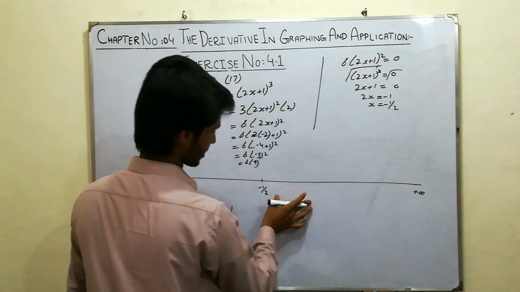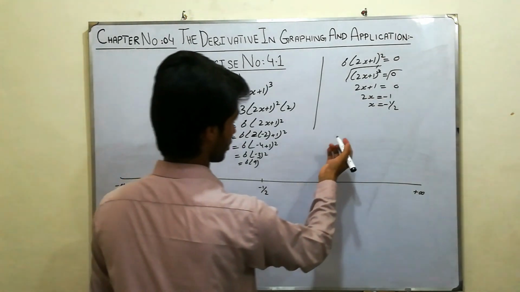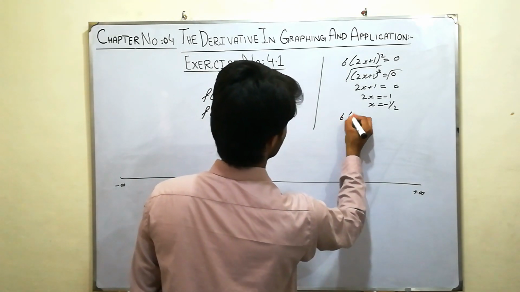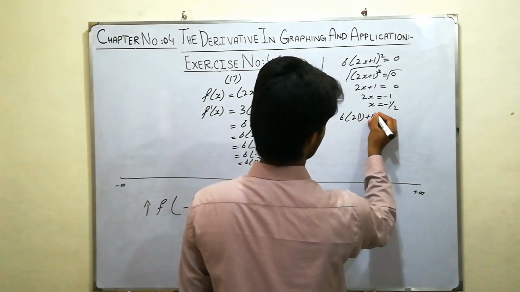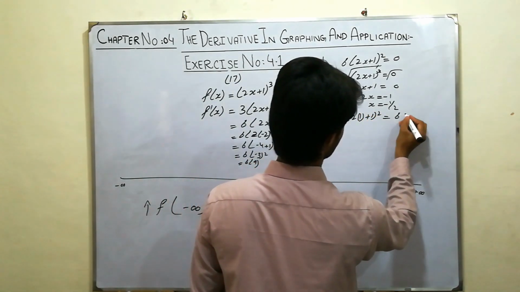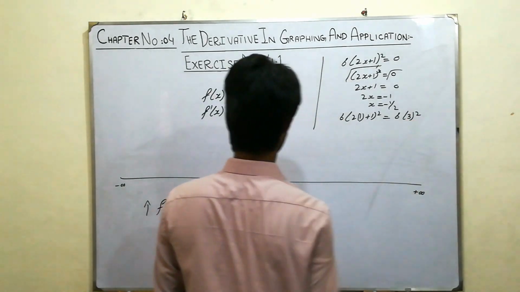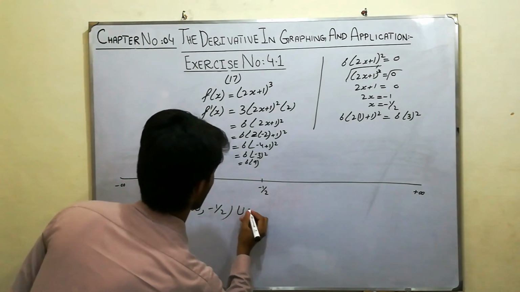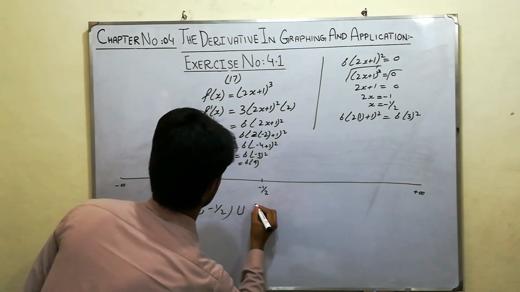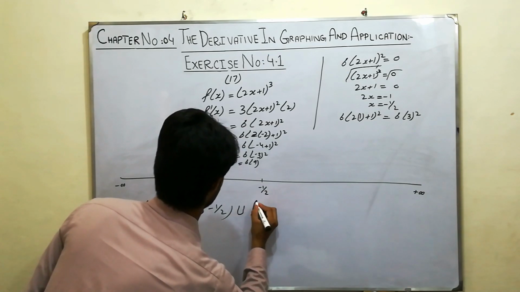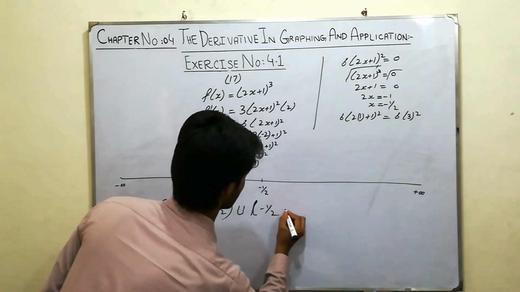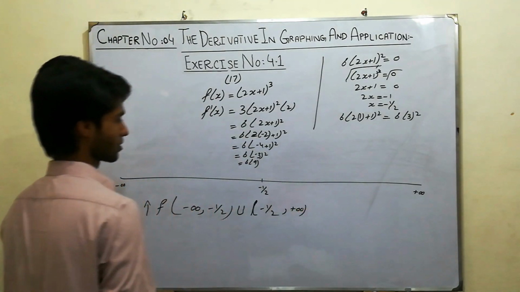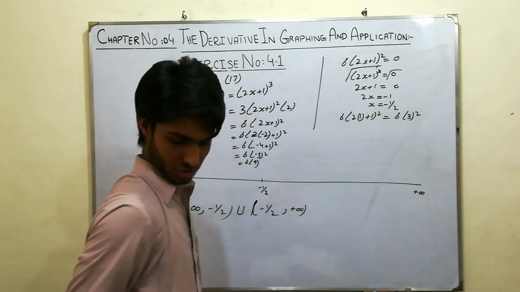If we put a value greater than minus 1 by 2, let's suppose 1, we also have a positive value. This means the function is also increasing from minus 1 by 2 to plus infinity, and the function cannot be decreasing because we don't have any decreasing points.